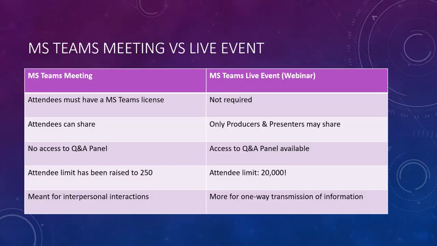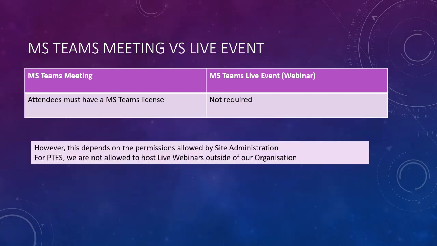Now, here's a few points that I've compiled that summarize the differences between meetings and live events. There are, of course, many other points that I could have listed here, but I feel these are the 5 that are really relevant to our usage. So the first one is that for Microsoft Teams meetings, the attendees must all have an MS Teams license. Whereas for a webinar, this is not required. Again, this depends on the permissions set by our site administration.